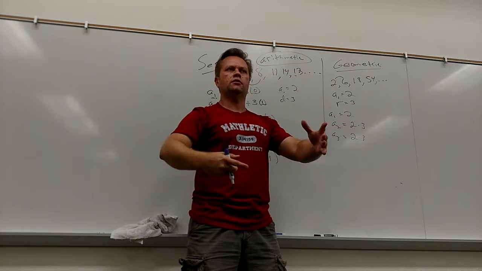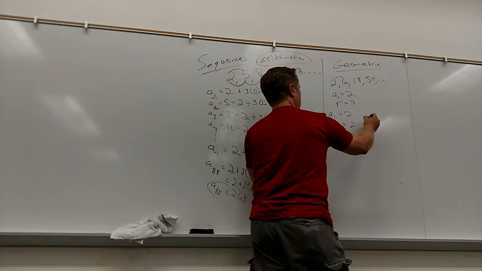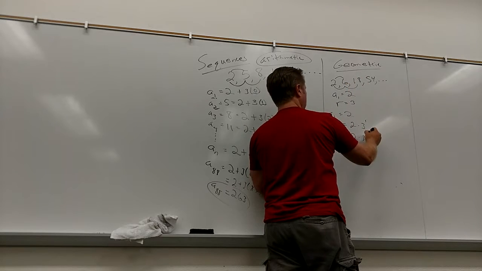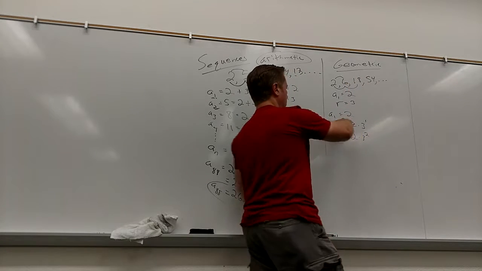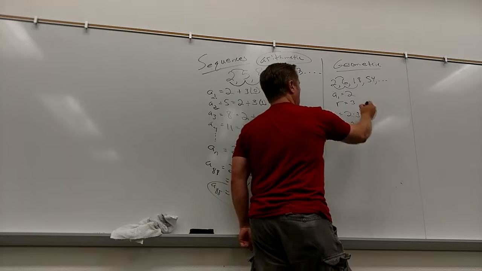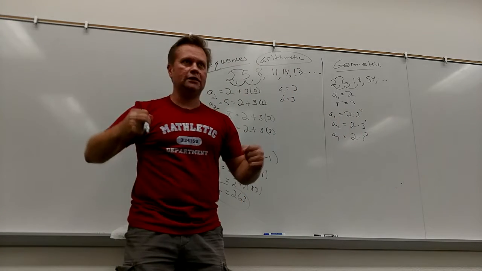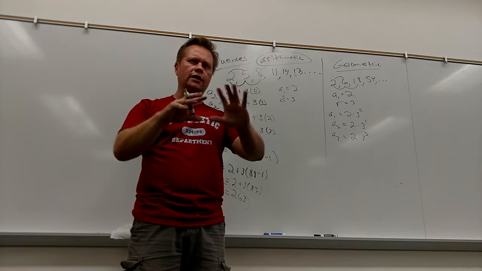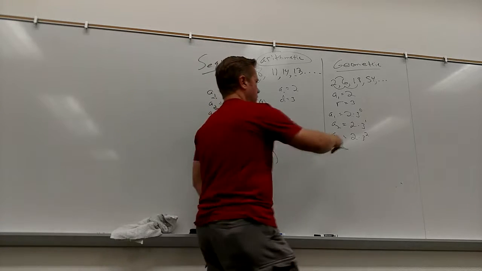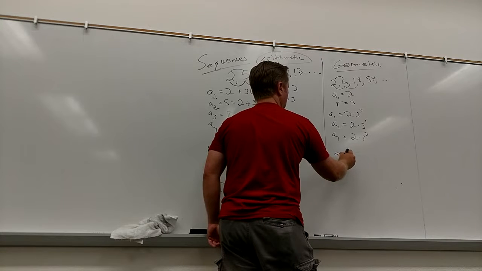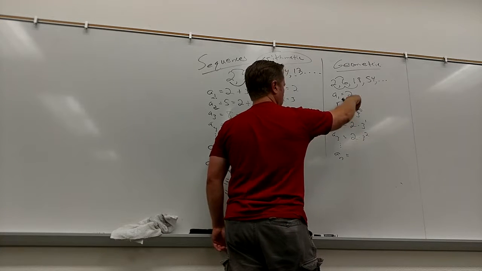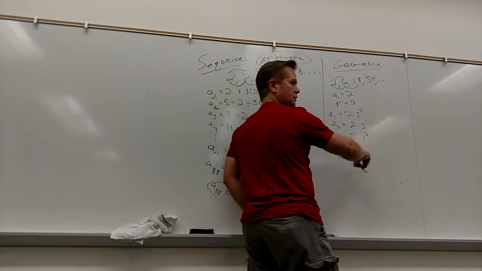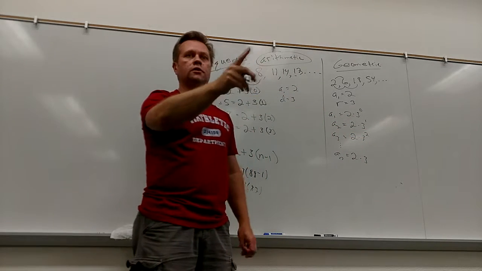Multiply by another 3. So to get to the second one, I multiply by one 3. To get to the third one, I multiply by two 3s. To stay at the first one, I multiply by no 3s, right? Just stay there. I don't want to take any steps. Now you start to realize a very similar kind of pattern to it, but it's based on multiplication. So what's a_n? It's going to be 2 times 3 to the n minus 1.